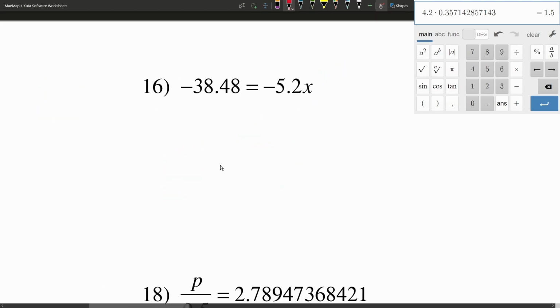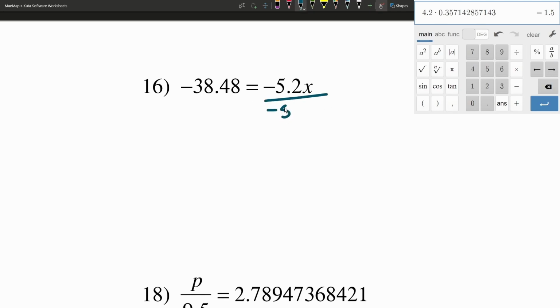In number 16, as opposed to having our variable divided by some number, it's multiplied by some number. But in order to cancel it out, we're going to think about it. If it's multiplied, in order to cancel, we divide. If it was added, we'd subtract. If it was subtracted, we'd add. If it was divided, we'd multiply. So we're just doing those opposite operations.